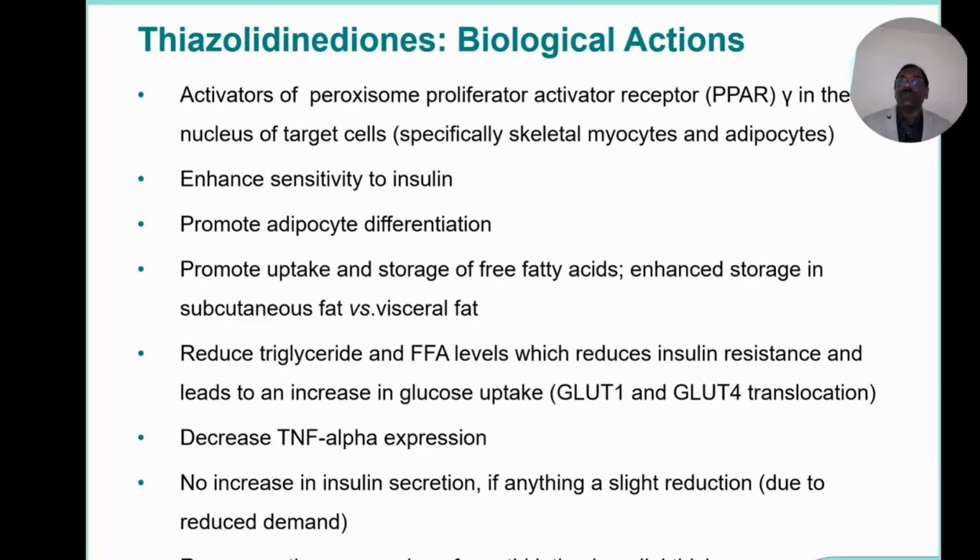Activators of PPAR gamma enhance the sensitivity to insulin, so they are almost like insulin sensitizers. There are two insulin sensitizers. One is metformin, the second one is pioglitazone. There are two drugs which act on insulin resistance. What are they? Metformin, pioglitazone.